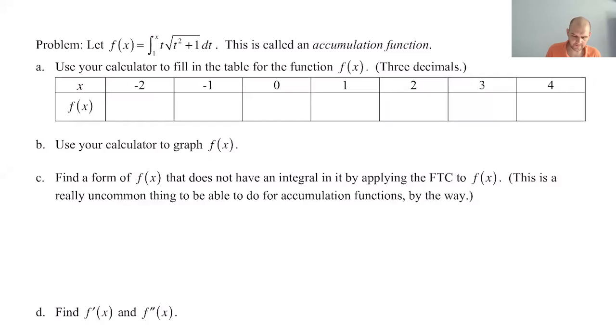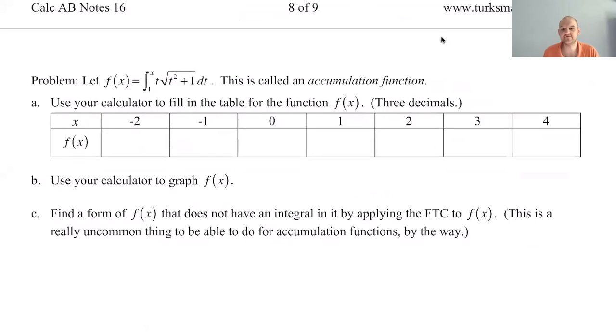All right, we're back. We are on page 9 of notes, 16 of Calc AB. We're talking about definite integrals, and now we're going to start talking about what the next set of notes is all about, accumulation functions. I love accumulation functions. They are really neat. They give you the ability to find values of a function without really explicitly knowing the function.